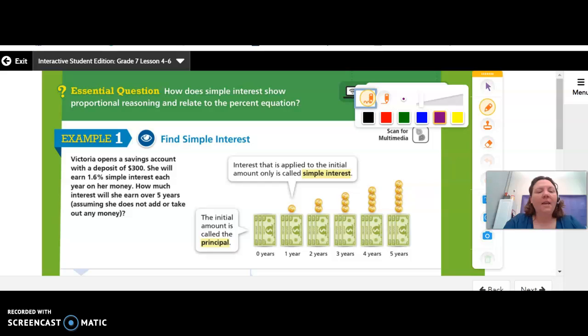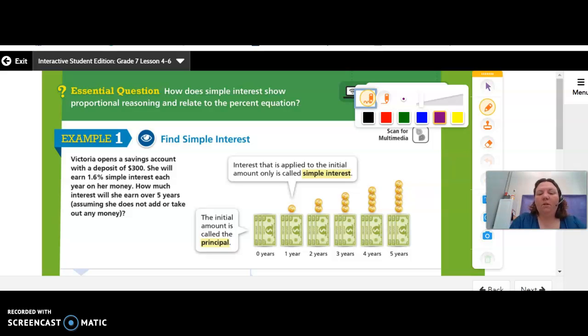So you can see here, Victoria opens a savings account with a deposit of $300. So she goes to the bank. She says, I have $300 I want to put in a savings account. The bank says, to leave that money in the account, we will pay you 1.6% interest each year. How much interest will she earn over 5 years?